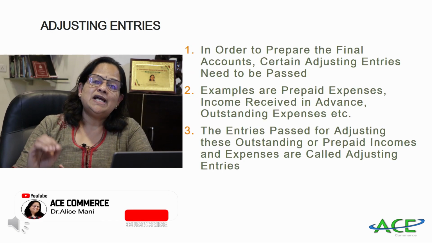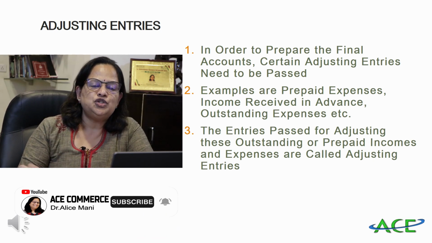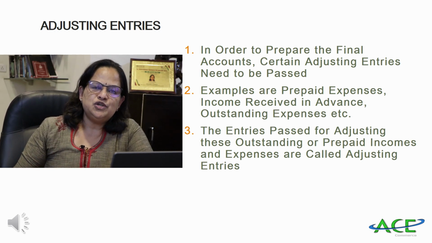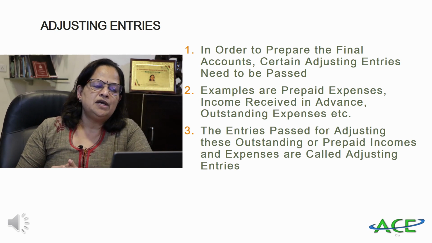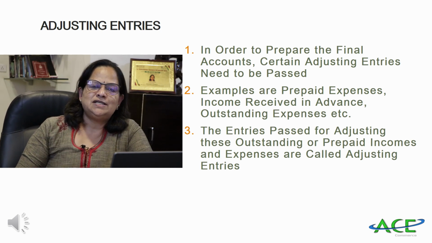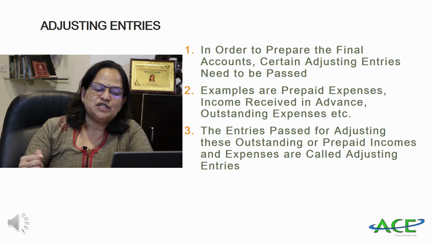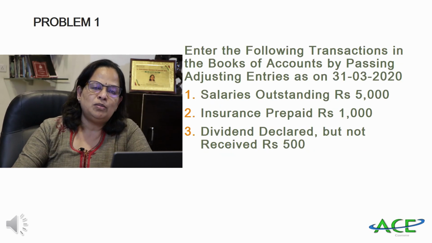Now the first one is, what are adjusting entries? In order to prepare the final accounts, certain adjusting entries need to be passed. Certain adjusting entries meaning prepaid expenses will be there, prepaid insurance, rent paid in advance, income received in advance, outstanding expenses, usually salary outstanding, all these items will be there. So how will we do the adjusting entry for these items? Entries are passed for adjusting these outstanding or prepaid expenses. How are we going to do that?